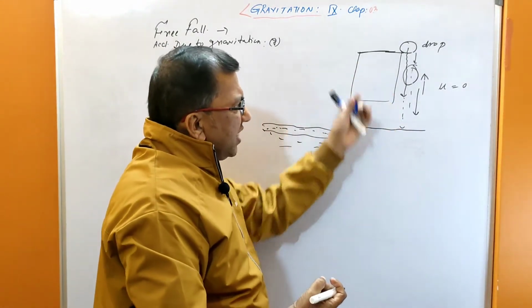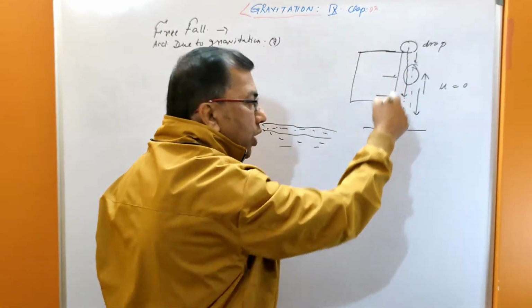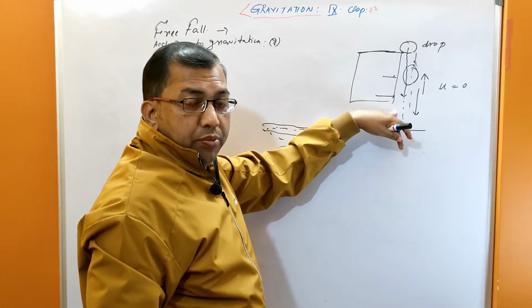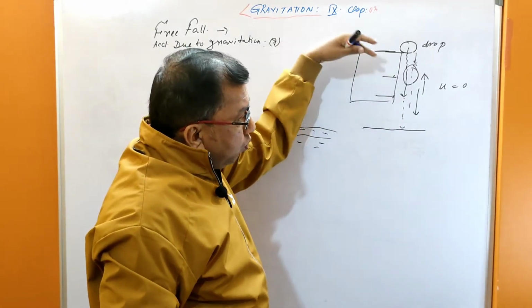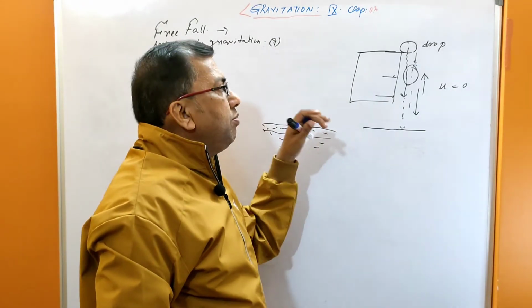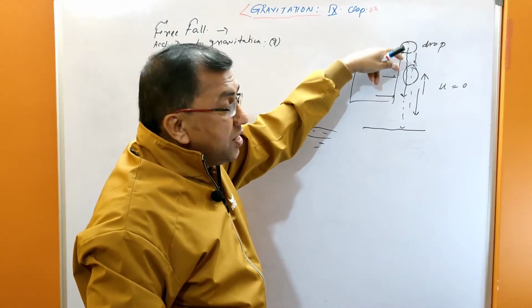Earth is continuously exerting the force. Force is continuously acting on the body. As force is continuously being applied on a body, that means velocity also continually changes. Here velocity is 0, then velocity increases.